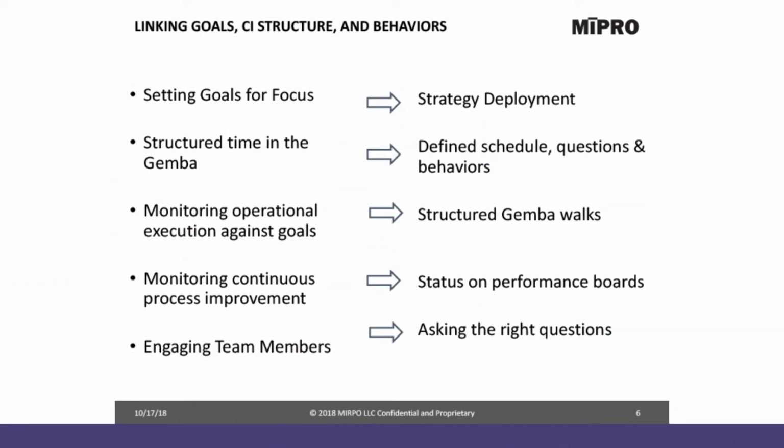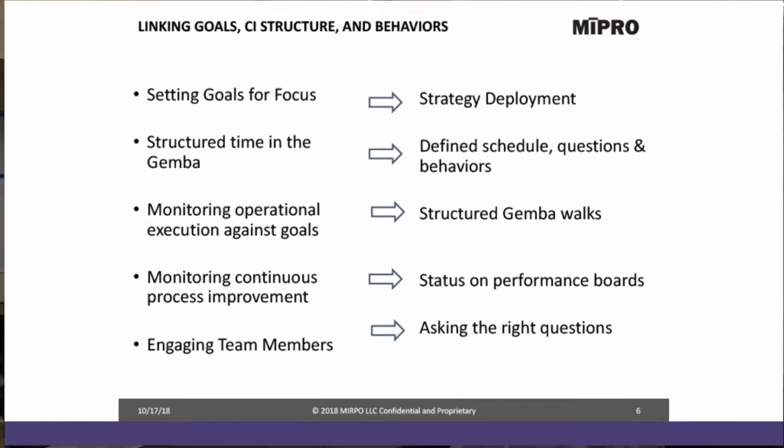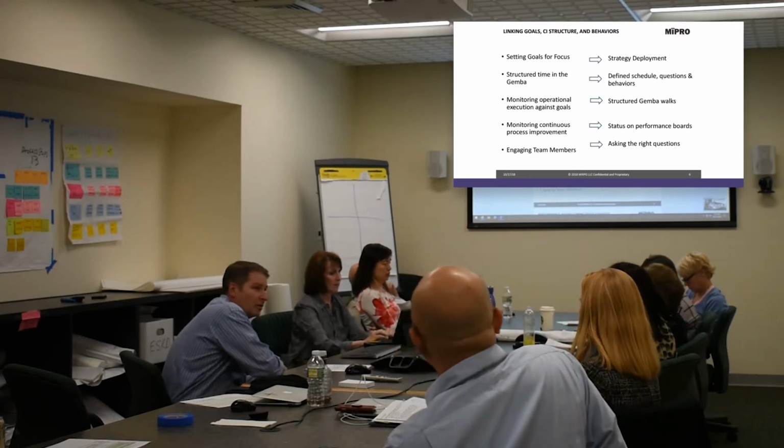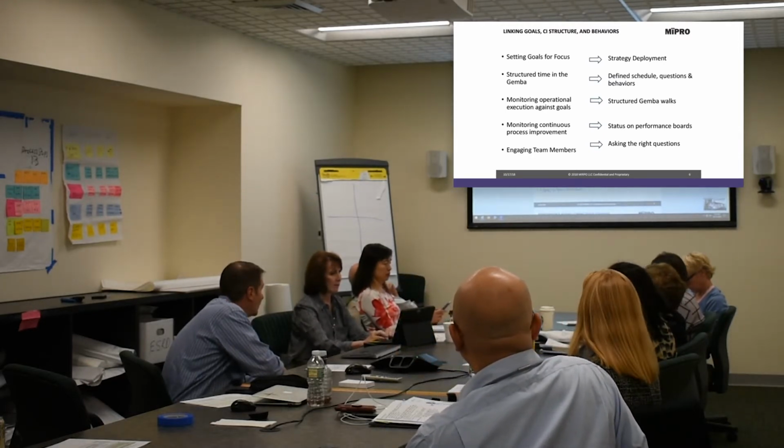So, linking goals of the organization, the continuous improvement structure and behaviors. You have goals and you have the key performance indicator effort happening in the organization. Setting goals, we do that with strategy deployment, which is really what you're working on. It helps make sure that the goals are cascaded effectively across the organization.